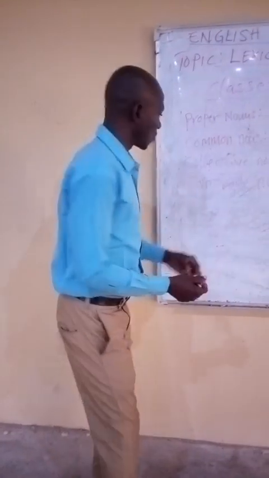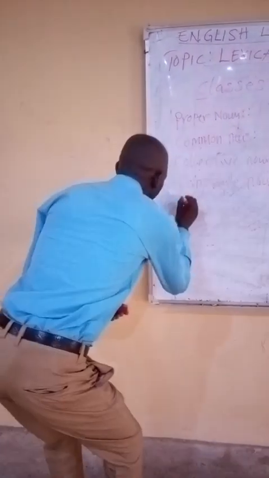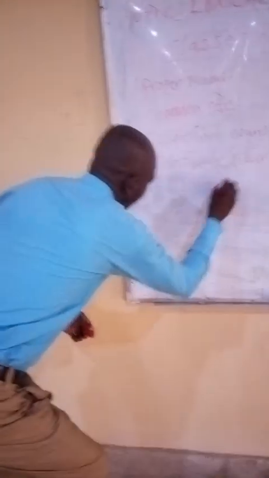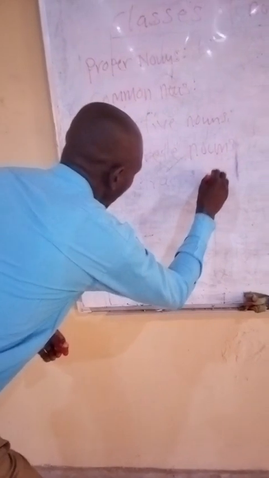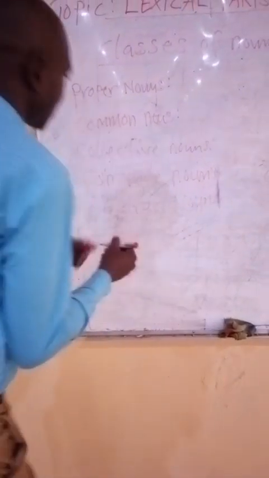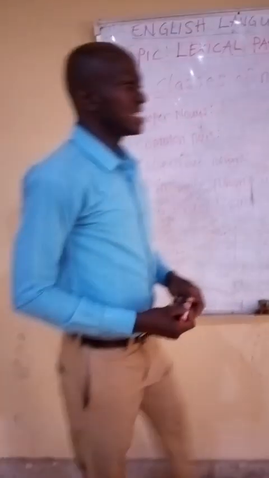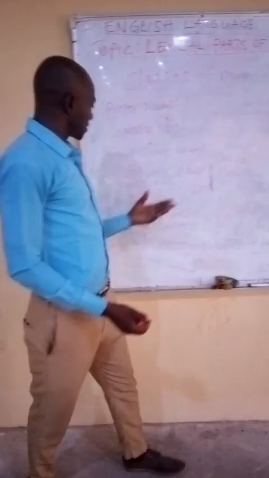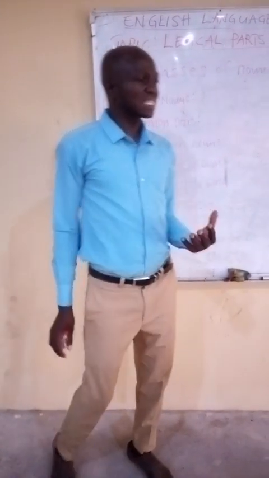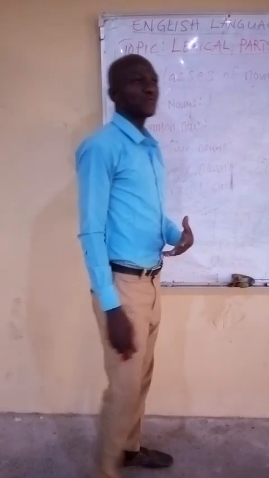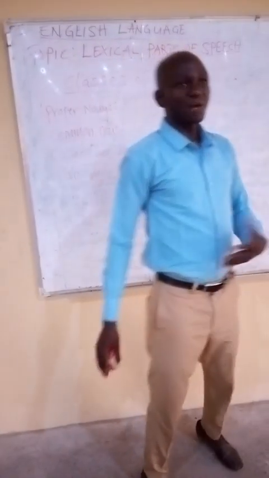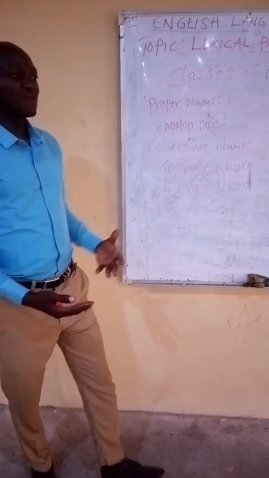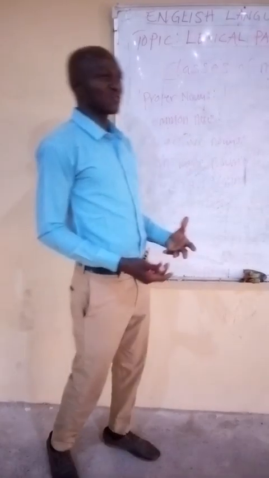These are examples of concrete nouns. We have abstract nouns. When we talk about abstract nouns, they are the direct opposite of concrete nouns. Abstract nouns are nouns that cannot be touched, cannot be felt, cannot be seen. An example of an abstract noun is a word like knowledge. Even though knowledge is a noun, you cannot touch knowledge.